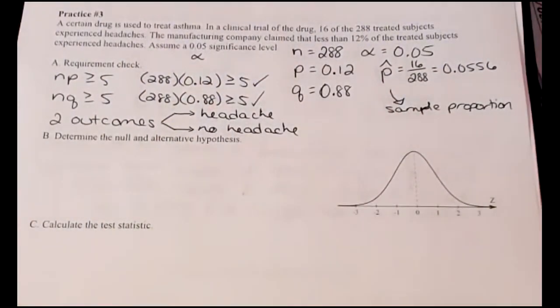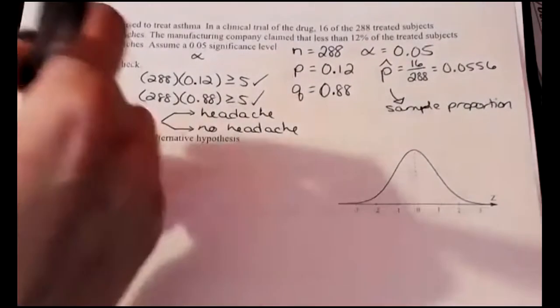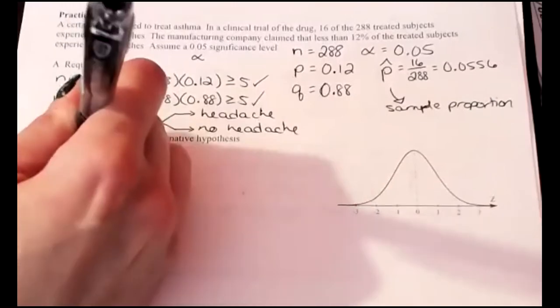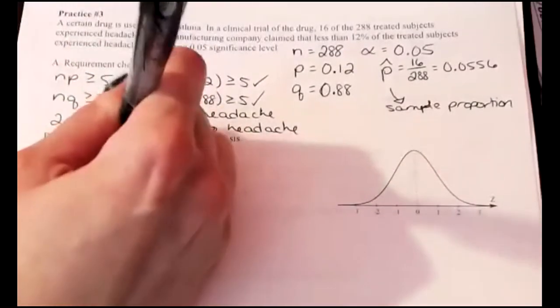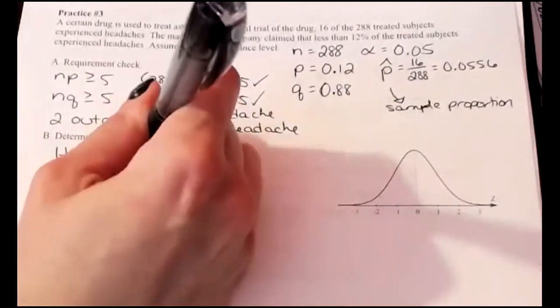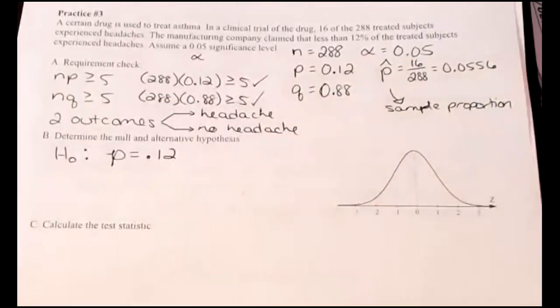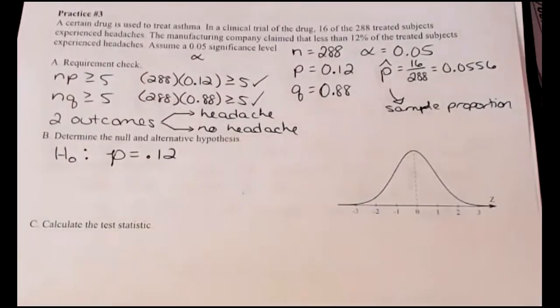So headache, no headache. So we want to write the null and alternative hypothesis. Because we haven't seen this since last week, I'm going to go ahead and set this up for you. The null hypothesis, the business as usual hypothesis, is that the proportion is 0.12, right? The claim, the manufacturing company is claiming that less than 12% of the treated subjects experience headaches, but the business as usual is that it's actually equal. So the proportion is equal to 0.12.